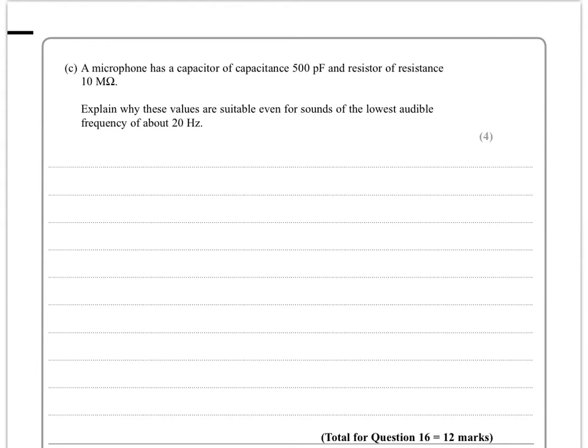Part C, a microphone has a capacitor of capacitance 500 picofarads and a resistor of resistance 10 mega ohms. Explain why these values are suitable even for sounds of the lowest audible frequency of about 20 hertz. So what you want to do is look at the time constant relating to these values. The rate at which the capacitor can pass current out of itself or into itself will be based on the value of the time constant RC. So if we multiply those values together, we get a time for RC of 0.005 of a second.